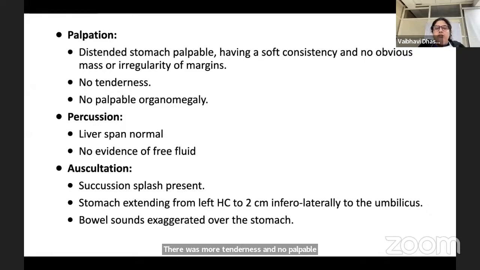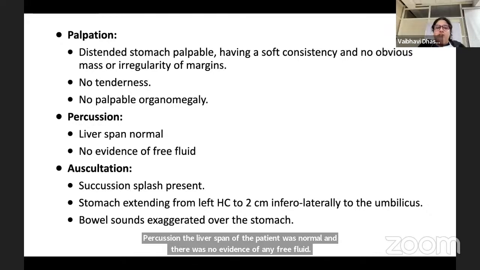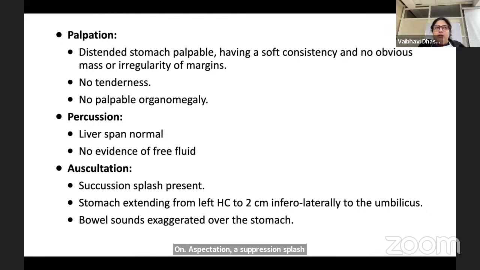On percussion, the liver span of the patient was normal, and there was no evidence of any free fluid. On auscultation, a succussion splash was present, and the stomach was outlined on osculopercussion. The stomach was extending from the left hypochondrium to 2 centimeters inferolaterally to the umbilicus, and the bowel sounds were exaggerated over the stomach.